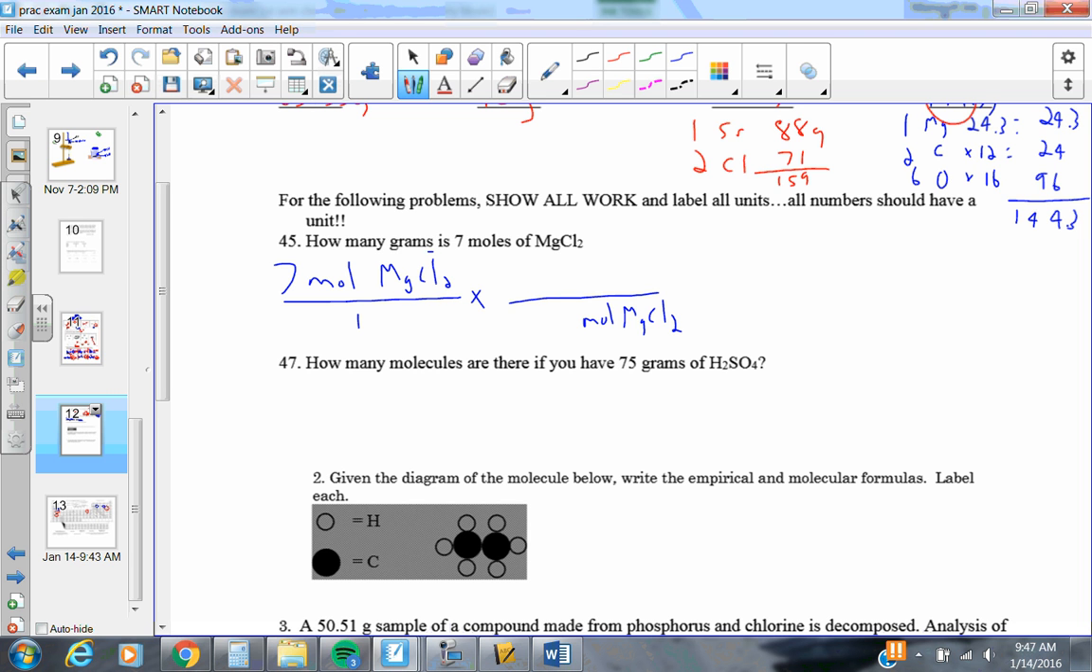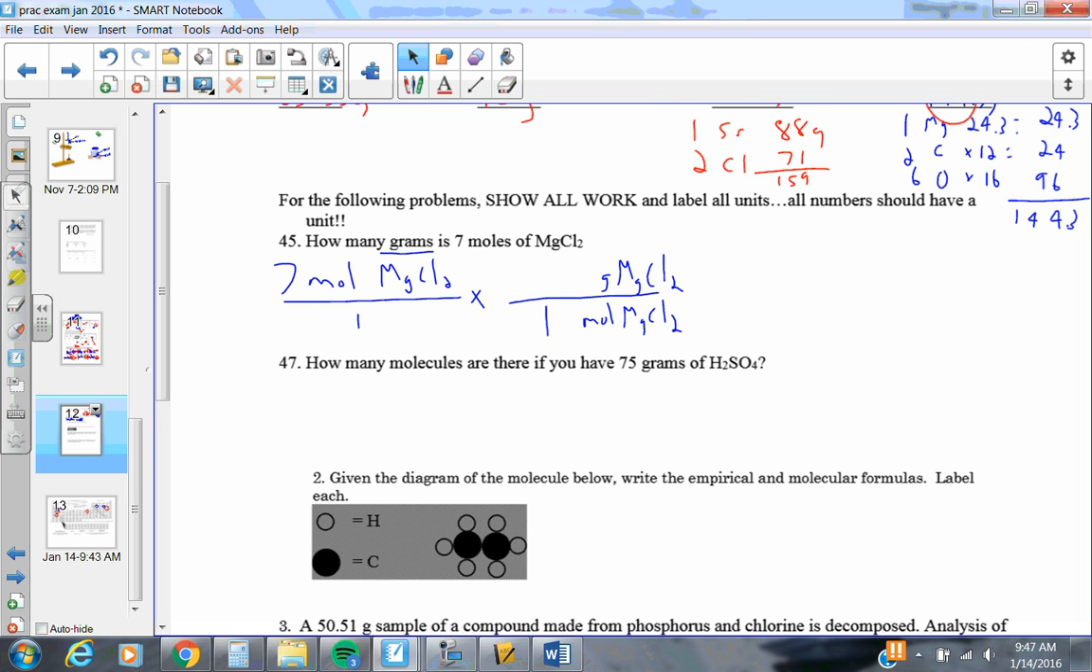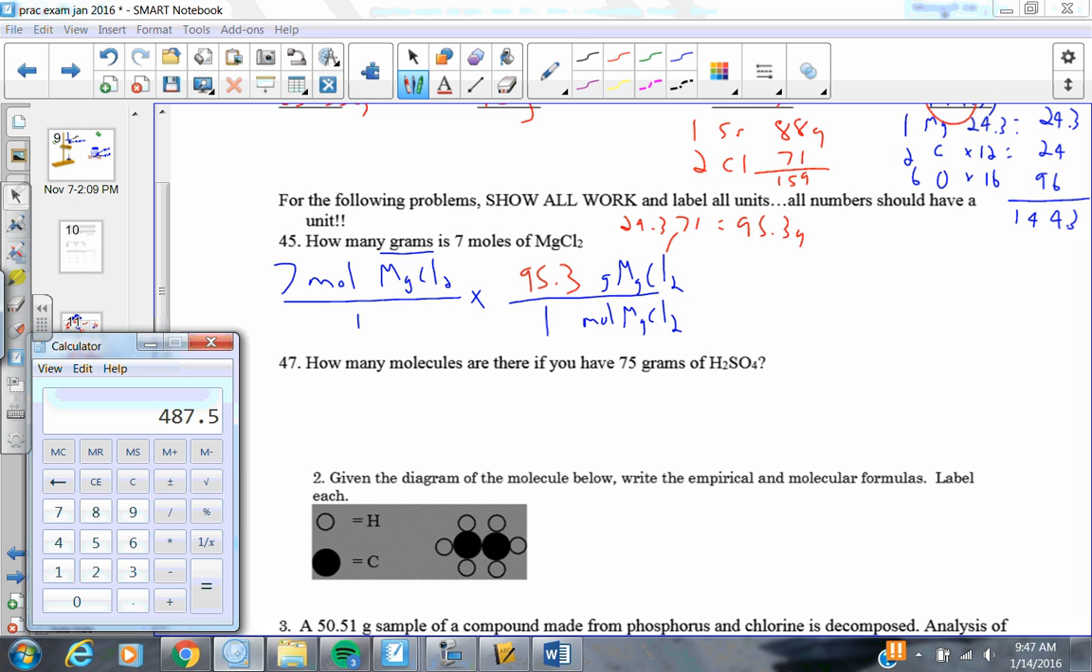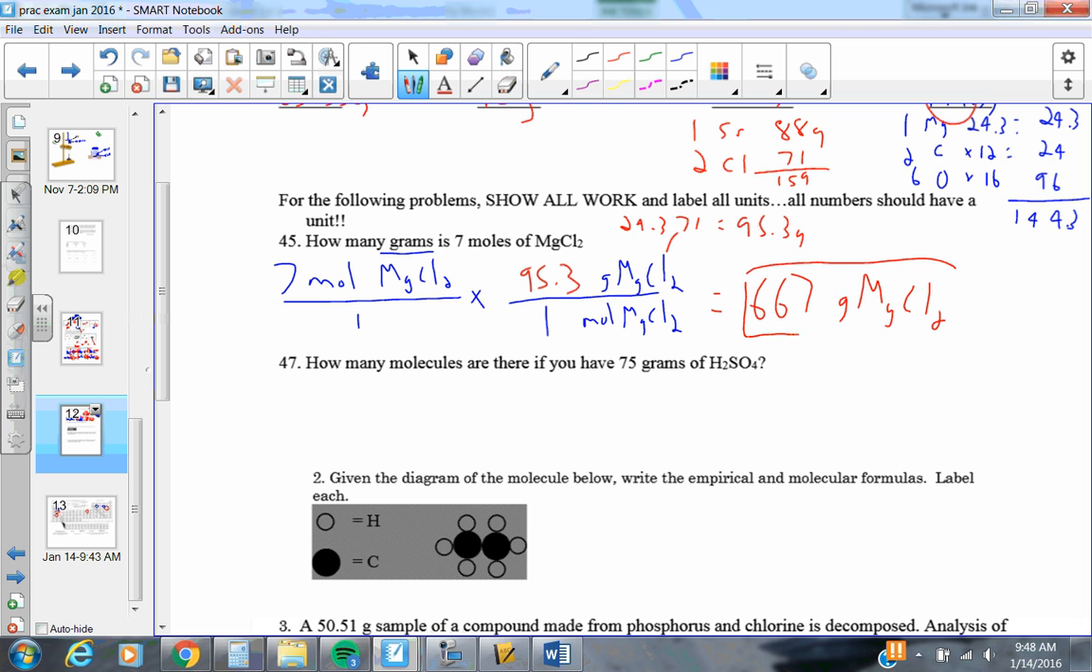What I really need to know is grams. So grams of magnesium chloride, as long as I can figure out the relationship. How much does 1 mole of magnesium chloride weigh? Well, 2 chlorines are 35.5 times 2 is 71. A magnesium is 24.3. And that equals 95.3 grams. 95.3 grams, that goes on top because I need moles to cross off. 7 times 95.3 equals 667 grams of magnesium chloride. I'm okay if we just round.